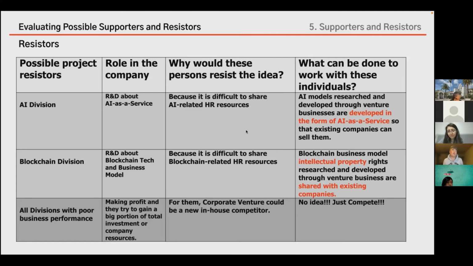So we have to do something like this. AI model researched and developed through venture business developed in the former as AI as a service, so that existing company can sell them. Blockchain also, we share intellectual property. And the other divisions with poor business performance will register us. So we just compete.